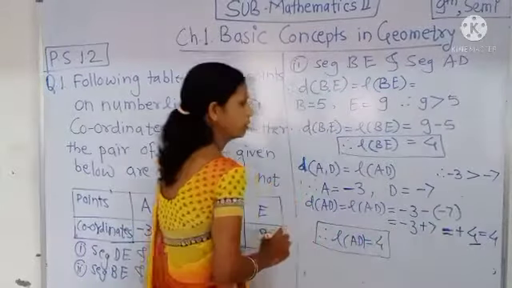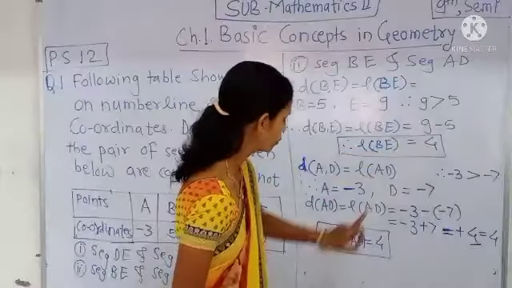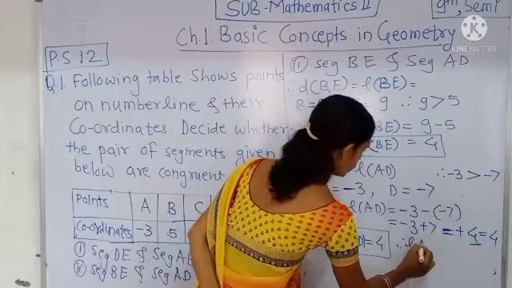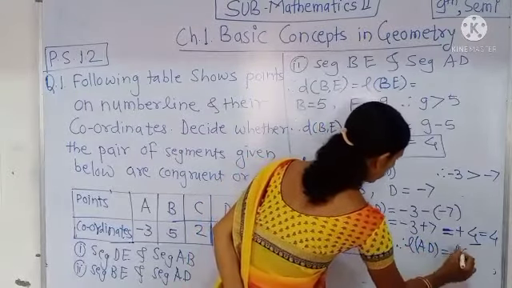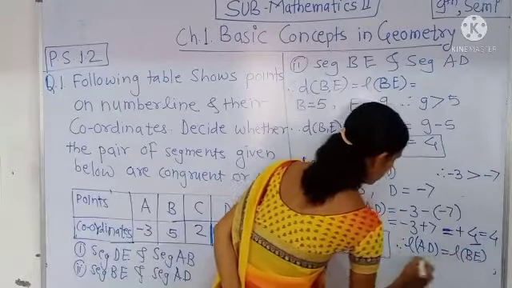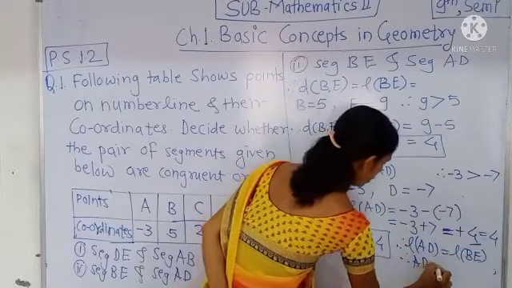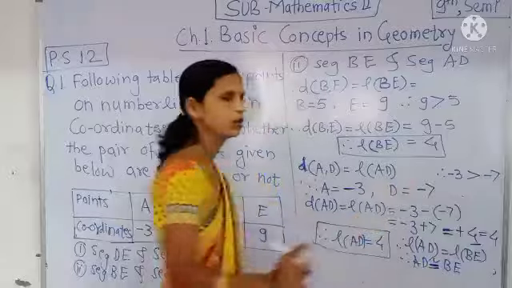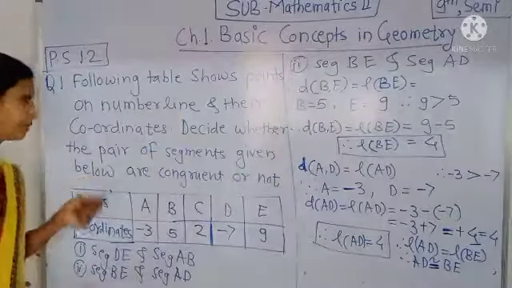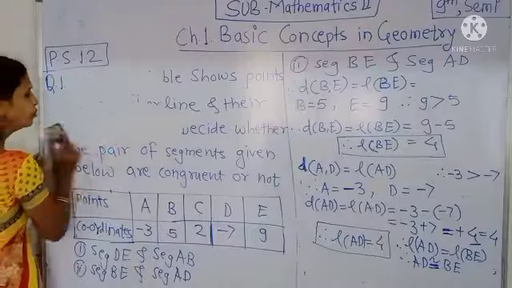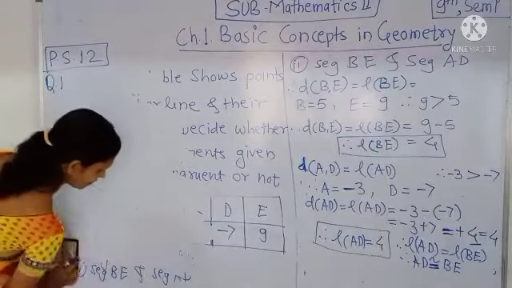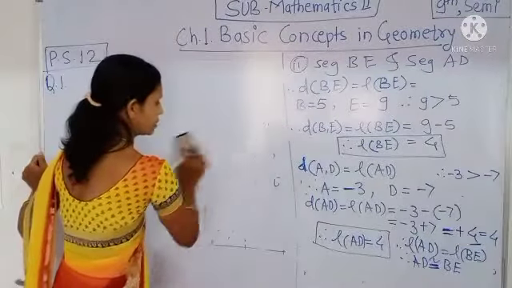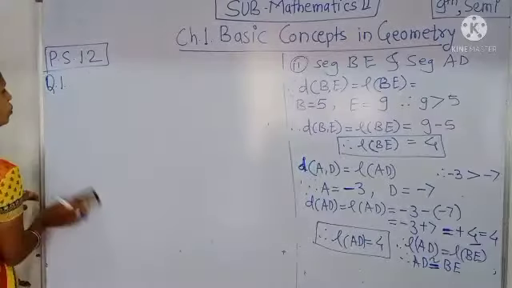Then see here, length of BE is also 4 and length of AD is also 4. Therefore here length of AD equals length of BE. Therefore AD is congruent to BE segment. Therefore those segments are congruent. Then we will solve a few more examples from practice set 1.2, that is question number 2.